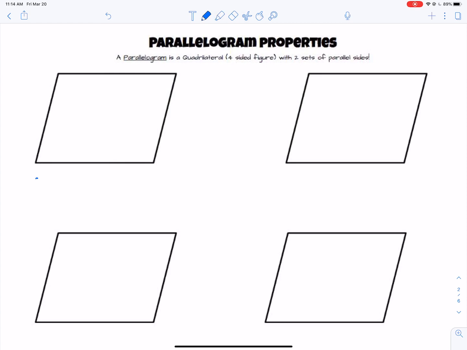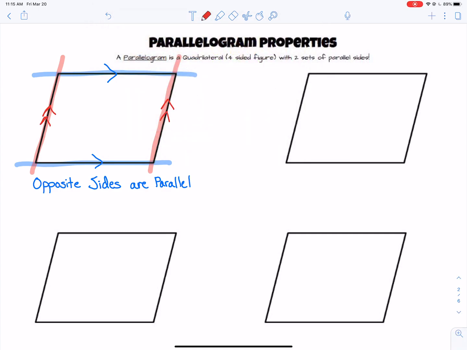Let's write that one down again. Opposite sides are parallel. So that means that this pair of opposite sides are parallel. We put an arrow on each one to represent that those are parallel to one another. And then these opposite sides on the left and right would also be parallel. So they need to have two arrows because they're parallel to one another, but they're not parallel to the ones that I wrote in blue. So that's our first property of parallelograms.